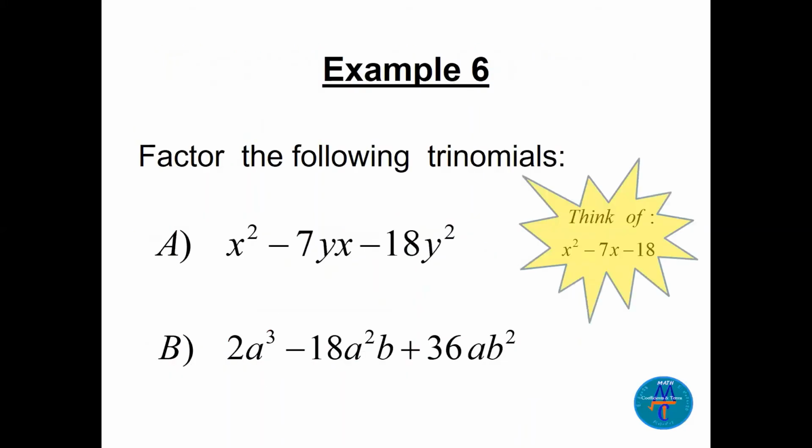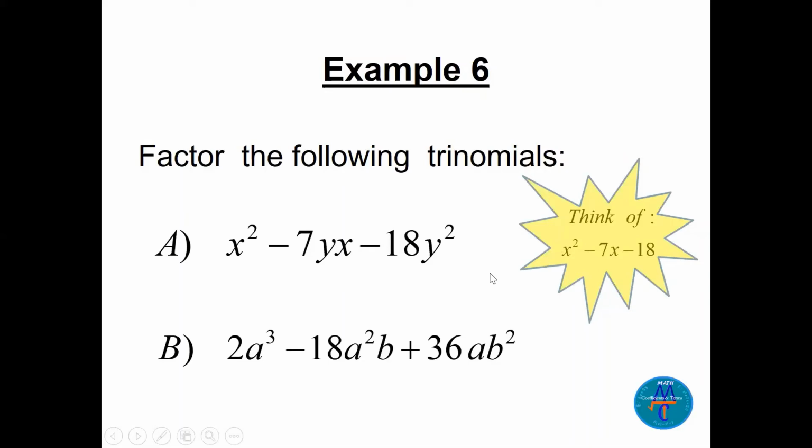Now, let's see two more difficult examples with two variables. x squared minus 7yx minus 18y squared. How do you start there? Try to think of x squared minus 7x minus 18. Just forget about y squared and y, then you can put it at the end. That's easy. It is the same question as before, but you have to include the y in the answer.